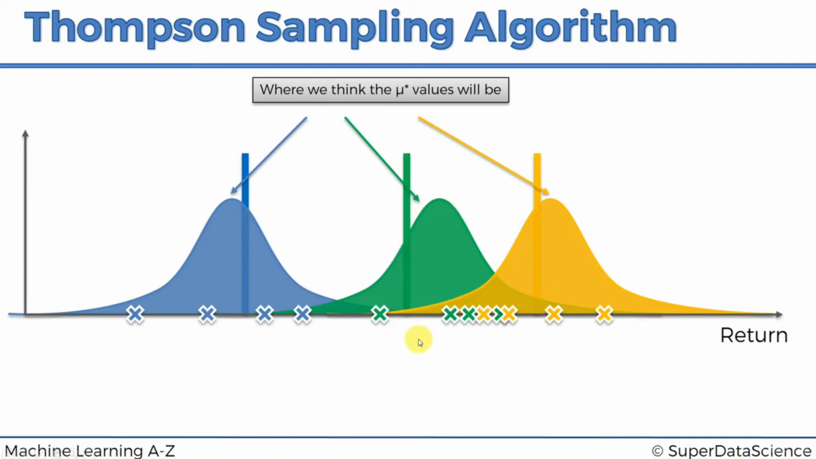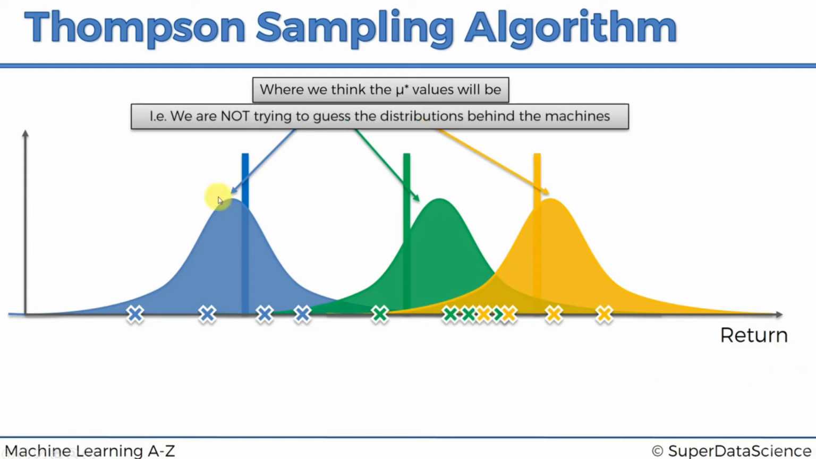Same for the green distribution. So based on the values that we've seen, the random values that have been selected in the four rounds, the algorithm has created this distribution which is saying that the actual expected return from the green machine is somewhere in this area, and it's most likely to be here, but it could be here, it could be here, it could be anywhere. So basically it's most likely to be here, then it could be here, it could be here, and as you move away, the likelihood of it actually being there drops off.